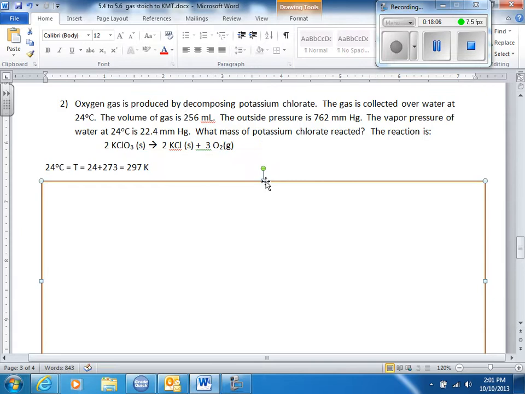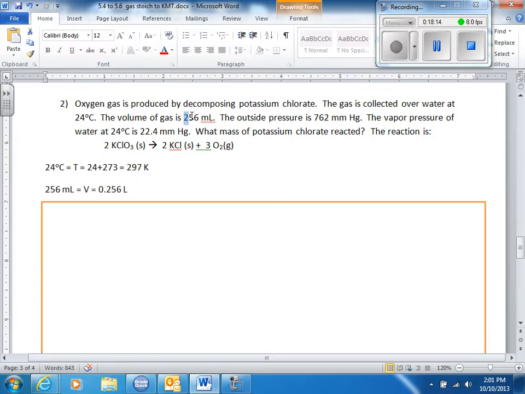First, identify your variables. So we had 24 degrees Celsius. That's a temperature. Convert to Kelvin. What else did we have? We had a volume. And if you want to solve this on your own, go ahead and do it. You can pause. All right, so we have a volume. We're going to convert that to liters because the universal gas constant has liters in it. We also have a pressure.